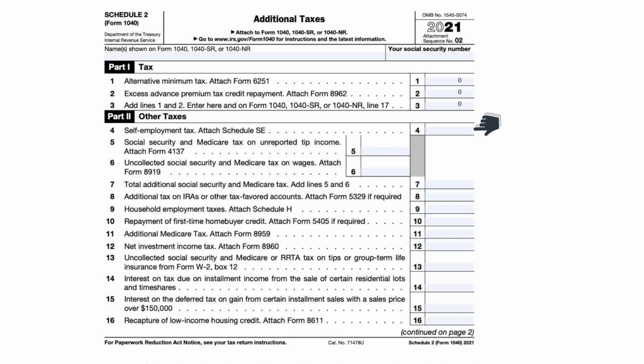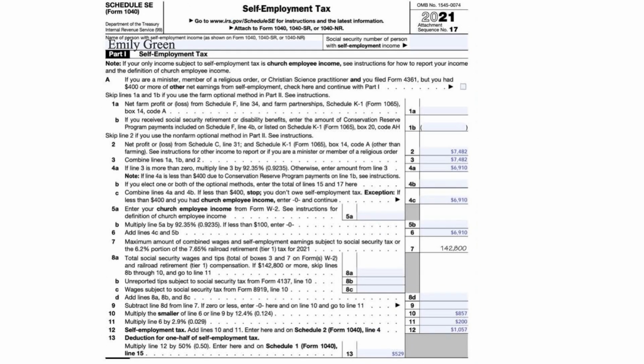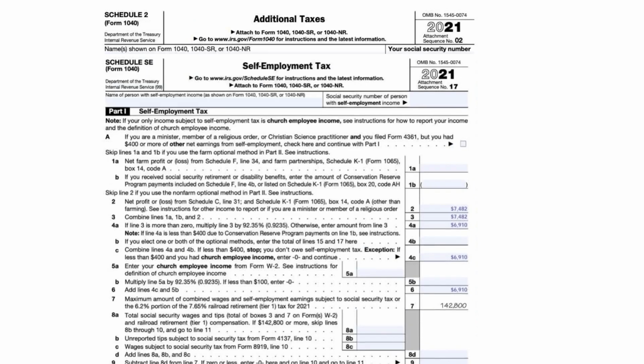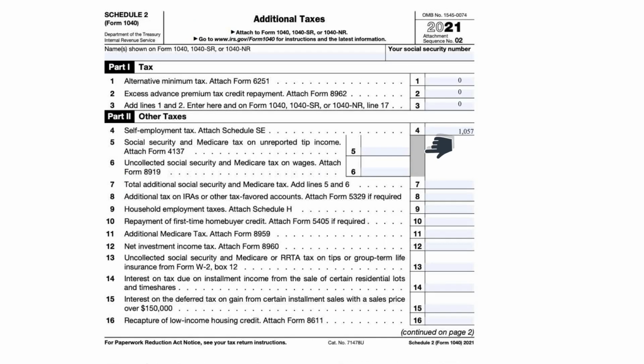Line 4 of Schedule 2 is for the self-employment tax. How to fill out Schedule SE will be detailed in the small business video. Though for right now, we will take the amount from Emily's Schedule SE. This amount is $1,057. Line 5 of Schedule 2 is for the Social Security and Medicare tax on unreported tip income.